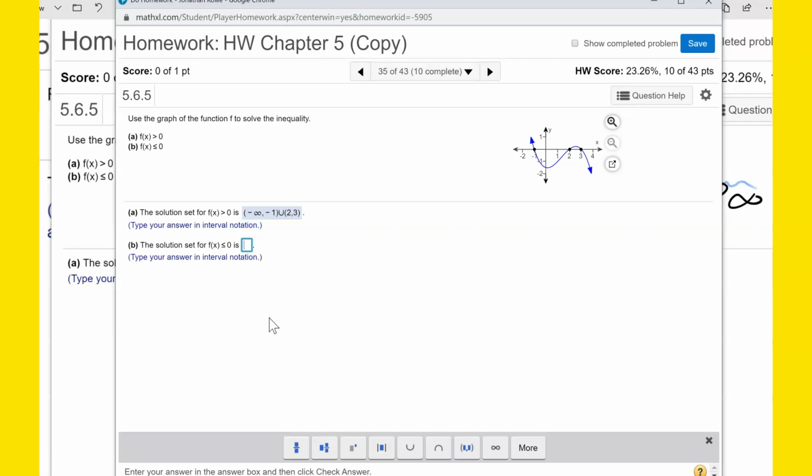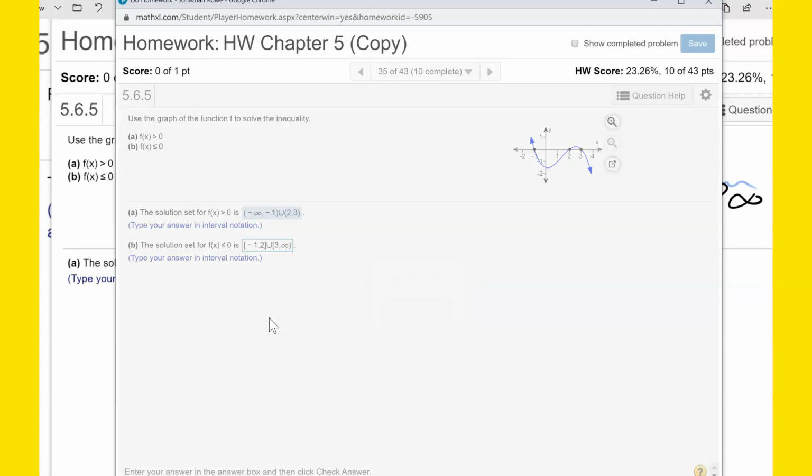The only way I can get a bracket on here is to use my keyboard on my computer. There's a bracket beside the P, left bracket beside the P, and a right bracket beside that. So left bracket, negative 1 to 2, union, bracket, 3 to infinity, parentheses. Good deal.